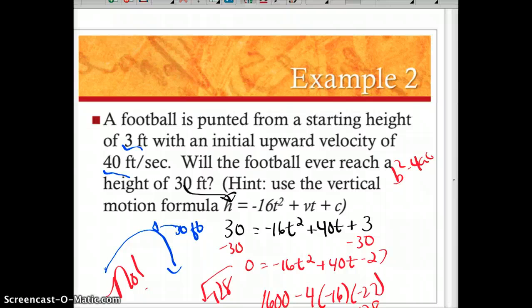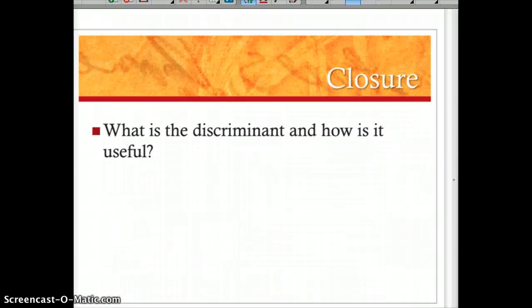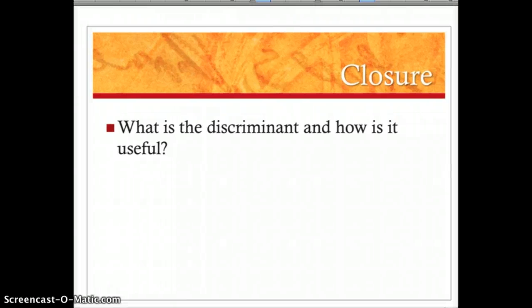Okay, this is what I want you to take away. What is the discriminant and how is it useful? See if you can come up with answers to both of those questions. And nice short lesson for you today.